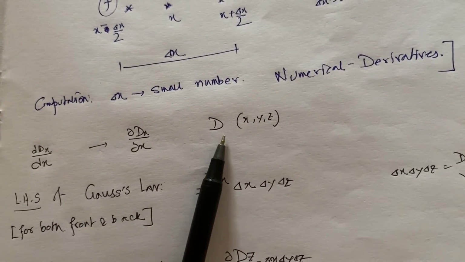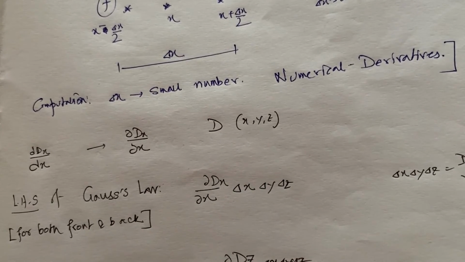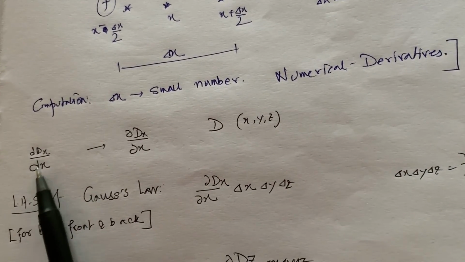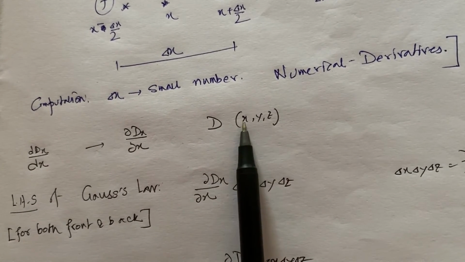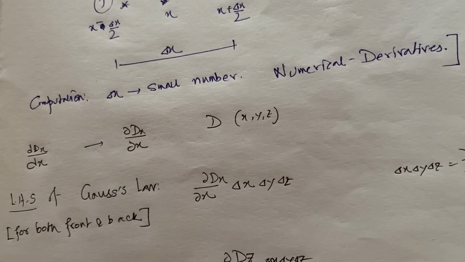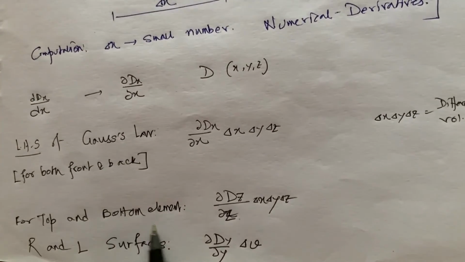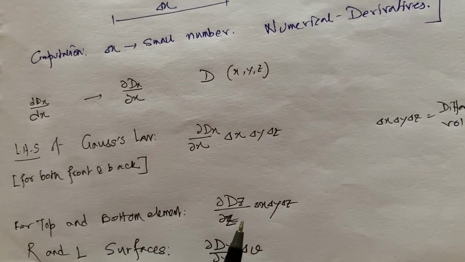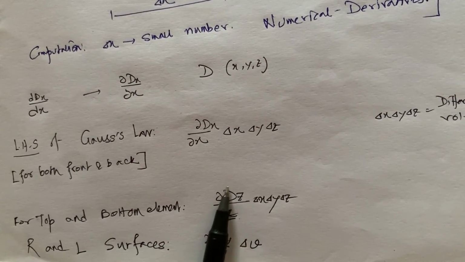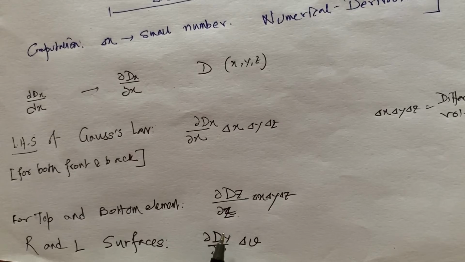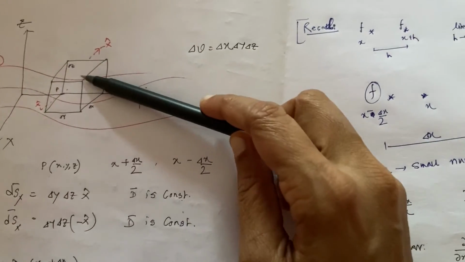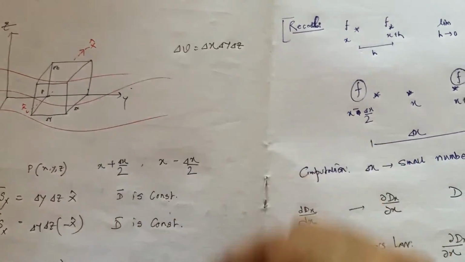Because D is a function of x, y and z. If it were a function of x only, we must write d/dx of Dx, but as D is a function of all 3 variables, we need to write this as a partial derivative. For the top and bottom surface, Dz, the z component of the flux density, is of prime interest, because the unit vector will be along z direction and along minus z direction.